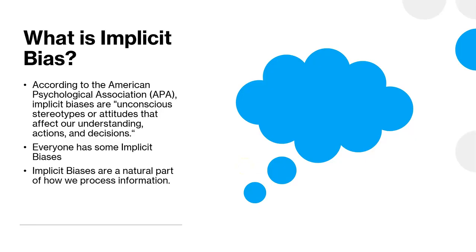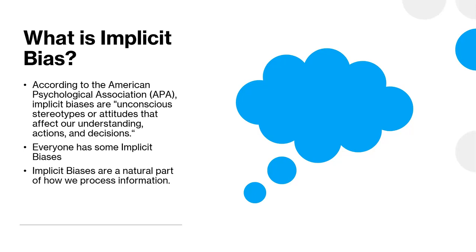So what exactly is implicit bias? The American Psychological Association, or APA, defines implicit biases as unconscious stereotypes or attitudes that affect our understanding, actions, and decisions. Think of it as a mental shortcut that our brains take without even realizing it.